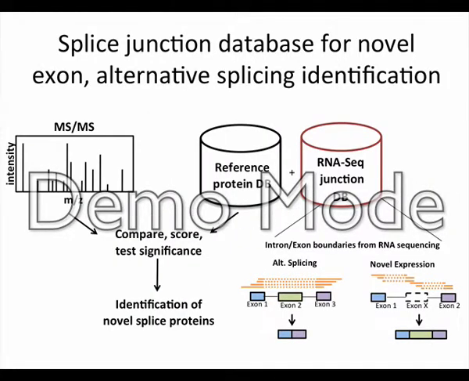So similarly, we can use RNA-seq data to find novel splice junctions and alternative splicing. So we, again, can take RNA-seq junction data. In RNA-seq, you can find the intron-exon boundaries, and then we can essentially filter out everything that's been already identified and look for only things that are new, right? So either unannotated alternative splicing, novel expression. I'll show you some more examples of that.